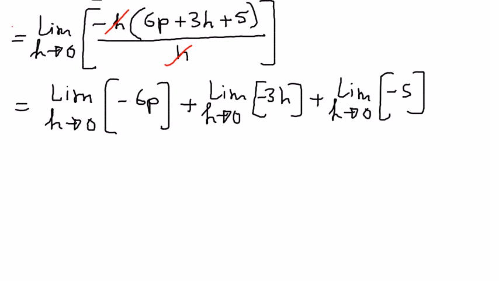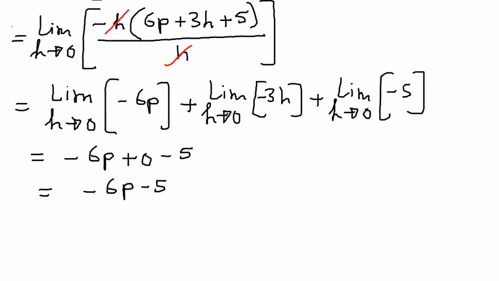Now we can apply the limits. The limit of negative 6p as h approaches 0 is going to be equal to negative 6p. The limit of negative 3h as h approaches 0 is going to be 0. And the limit of a constant number as h approaches 0 is going to remain a constant number. Therefore, this value here is going to be equal to negative 6p minus 5.